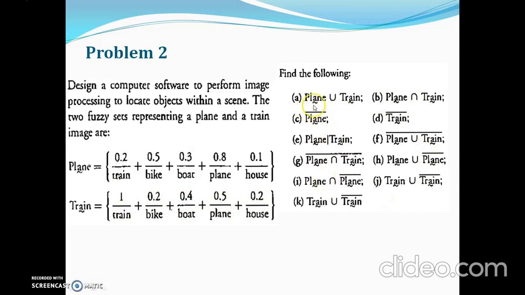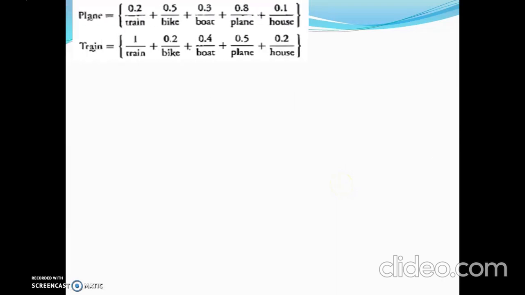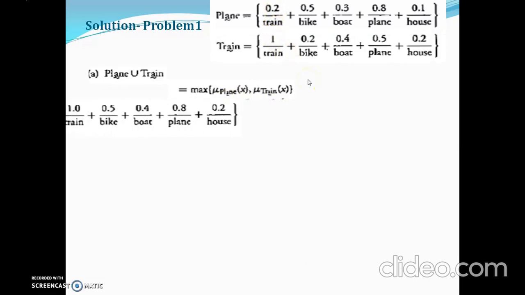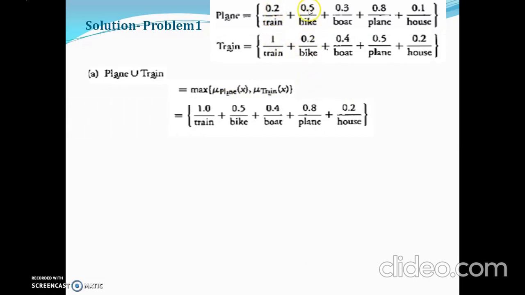First we will start with plane union train. Union always prefers the maximum value from these memberships. So comparing 0.2 with 1, the maximum value will be 1; 0.5 and 0.2, 0.5; 0.3 and 0.4, 0.4; 0.8 and 0.5, the maximum is 0.8; 0.1 and 0.2, 0.2 is the maximum value.